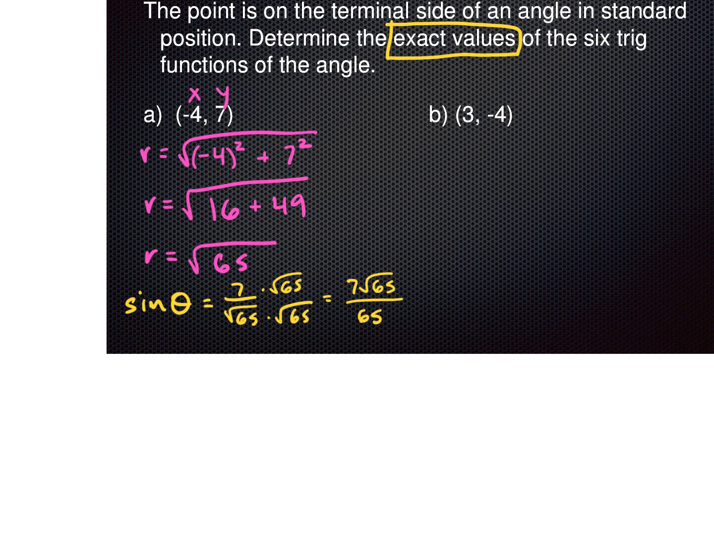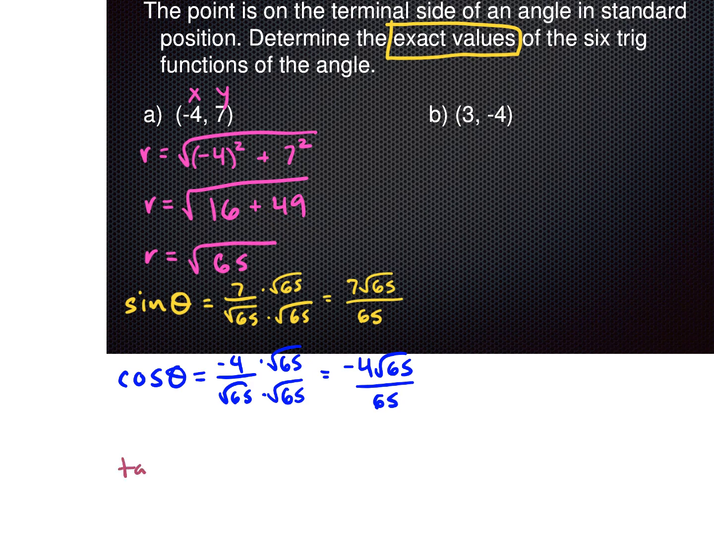All right, next we have to find cosine. What would our cosine be? Negative 4 over square root 65, so we have to rationalize. So we get negative 4 square root 65 over 65. And then lastly we have tangent. What would our tangent be? Y over x, so 7 over negative 4.